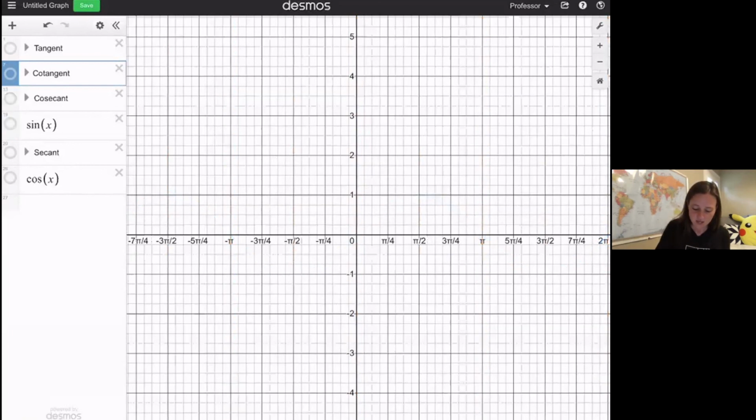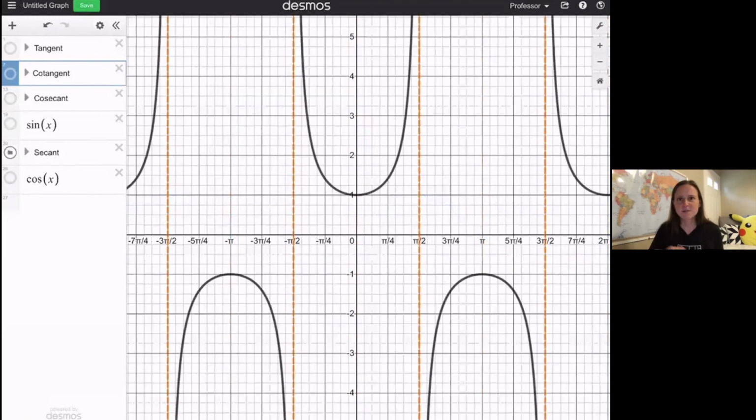All right, let's try secant. Secant looks a whole lot like cosecant, just shifted over, because sine and cosine look like each other, just shifted over. And if I turn on cosine, because secant is 1 over cosine, you can see that it does the same thing that cosecant did with sine. It bounces off of the maximums and the minimums, and anywhere there is an x-intercept, it kicks out an asymptote.